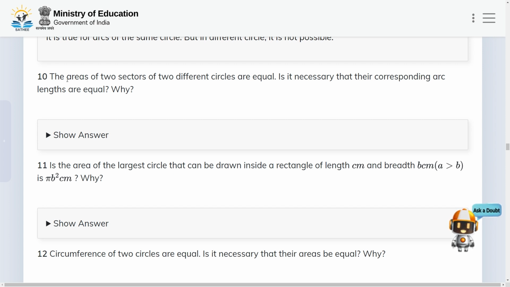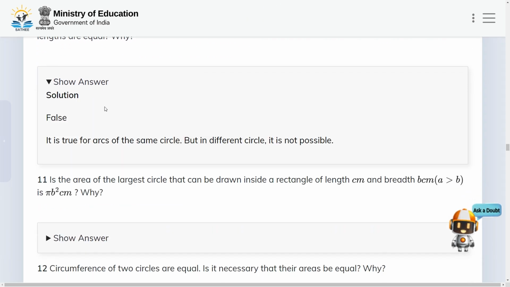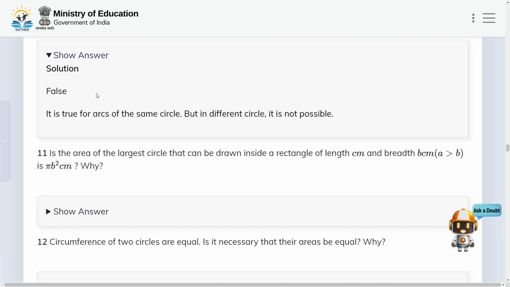In this problem, we have: the areas of two sectors of two different circles are equal. Is it necessary that their corresponding arc lengths are equal? Give reasons why. This is not true. The statement given to us is basically false. It is true for arcs of the same circle, but in different circles it is not possible.